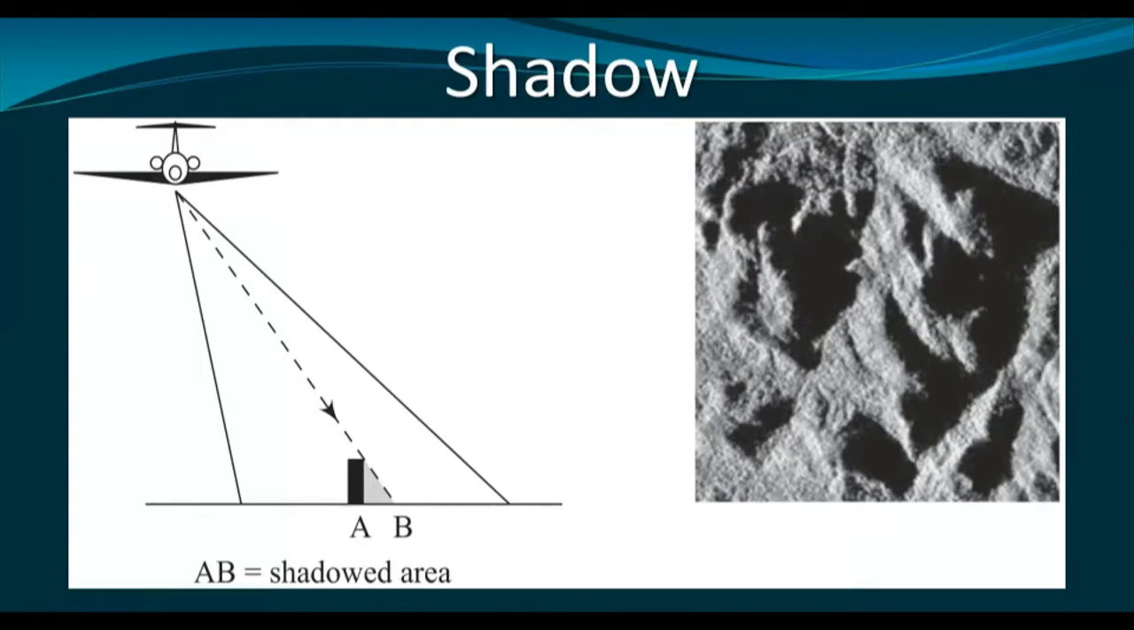As you can see in this figure, the distance on the terrain from point A to point B is not being illuminated by the incoming energy. And since this portion is not being illuminated, it will appear completely dark on the imagery, and whatever objects are there within this area will not be visible or interpretable.